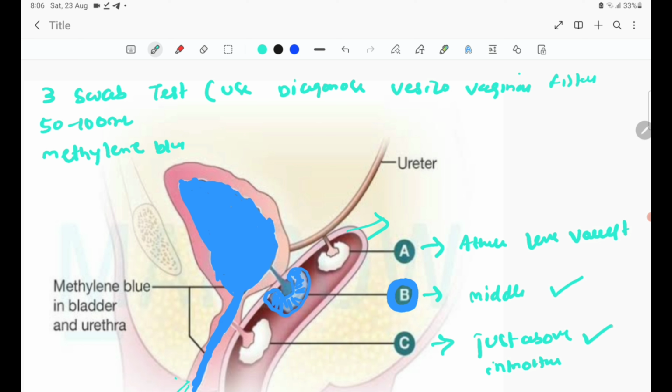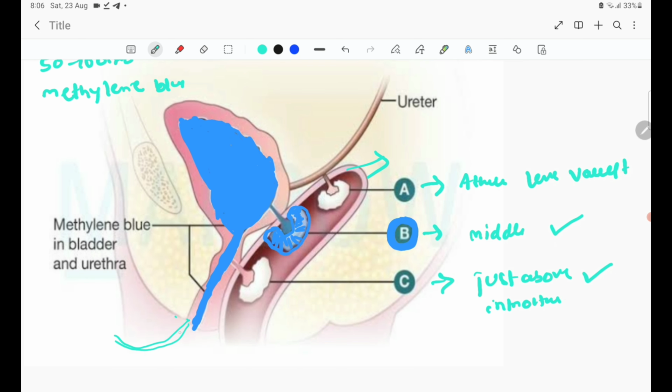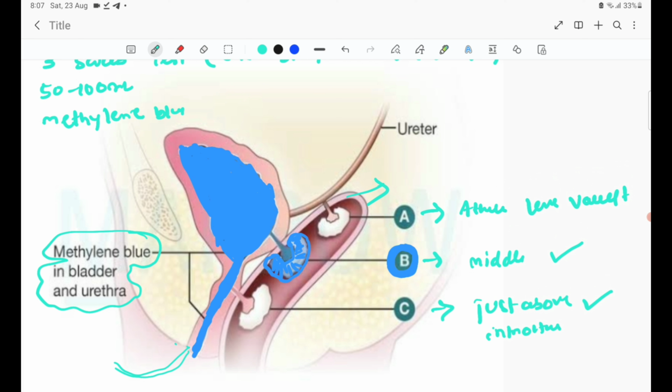Okay, so basically in the three swab test the catheter has to be introduced into the bladder through the urethra, and you have to inject 50 to 100 ml of methylene blue. You can see this is the methylene blue inside the bladder. The three swabs have to be packed. Now the interpretation: how do you interpret the type of fistula?